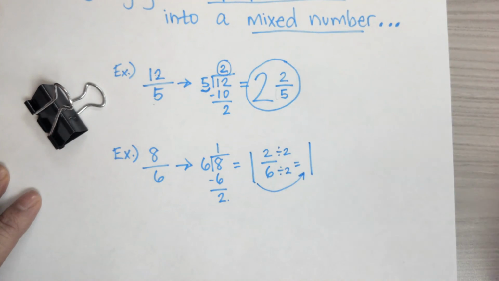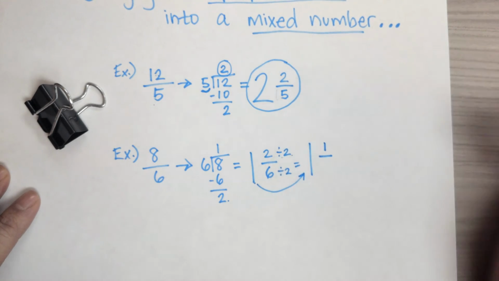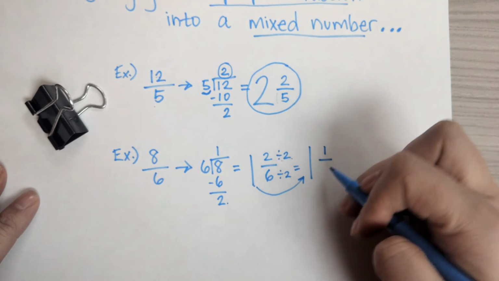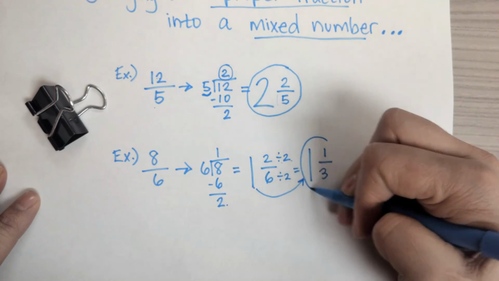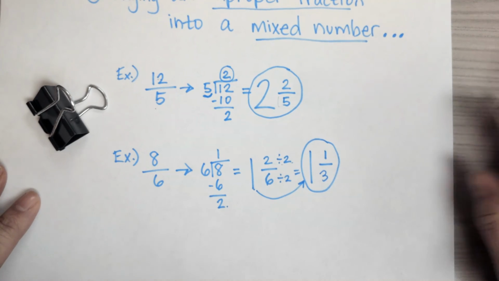It stays there. Then we look at this: 2 divided by 2, which is 1, and 6 divided by 2, which is 3. That is our answer there, 1 1/3 in simplest form.